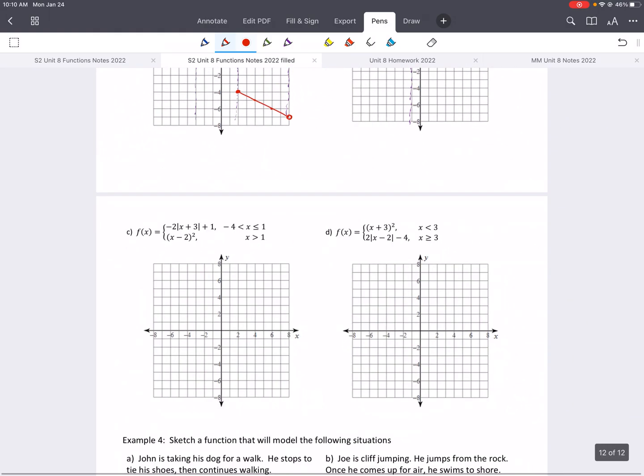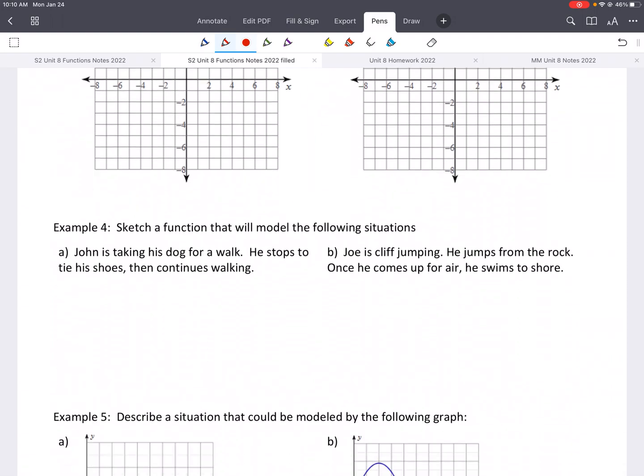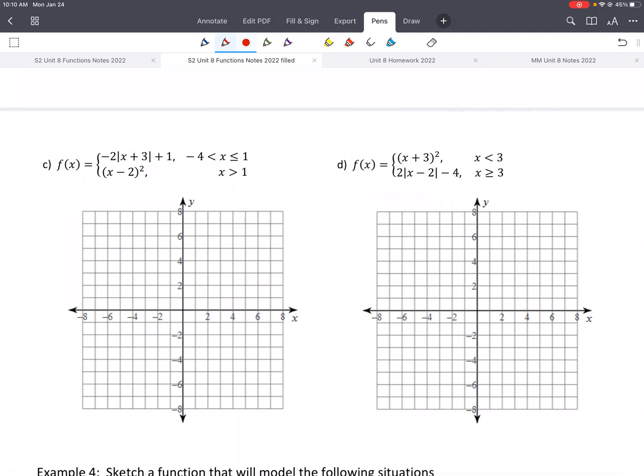Okay, so I think there's maybe 2 more examples if we want to go over, and then these last 2 are really quick, and we'll talk about those 2. So pause and give this a try if you would. Again, we'll start by drawing our domain lines. We have one at -4, and we have one at 1.